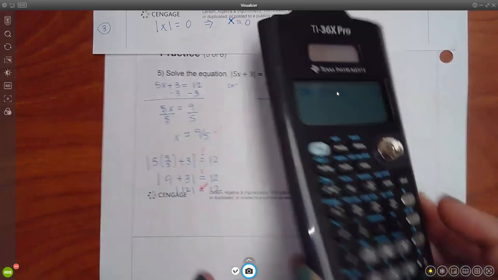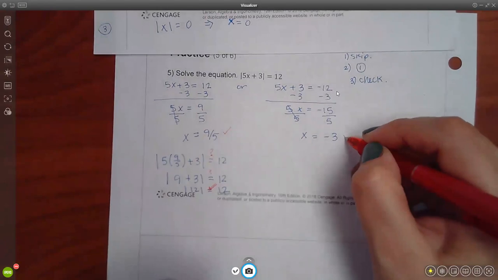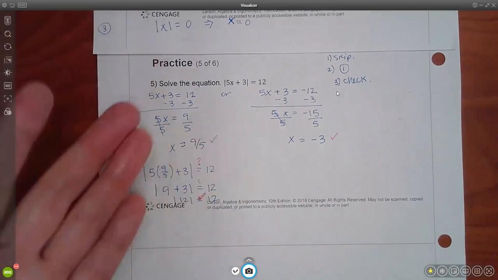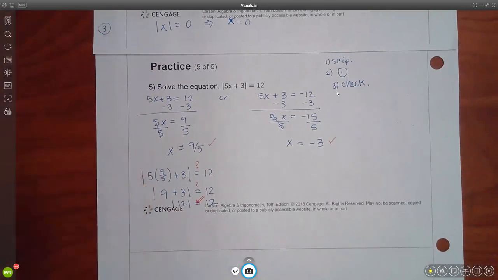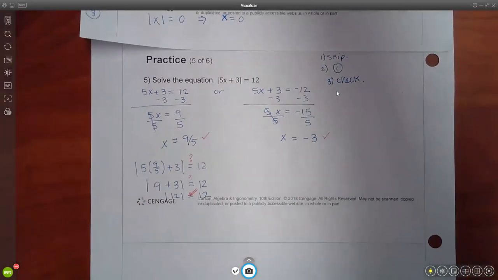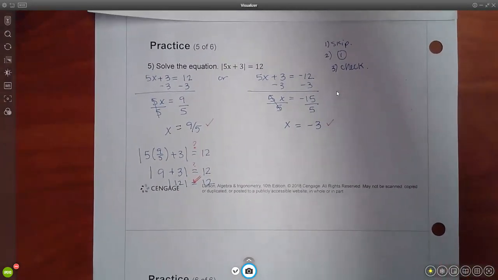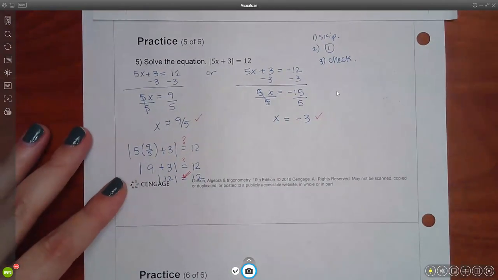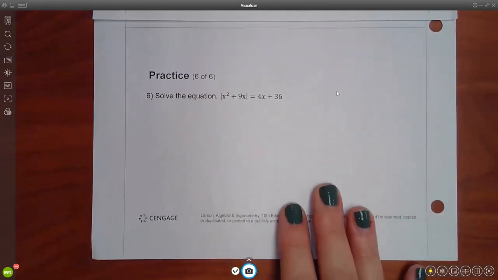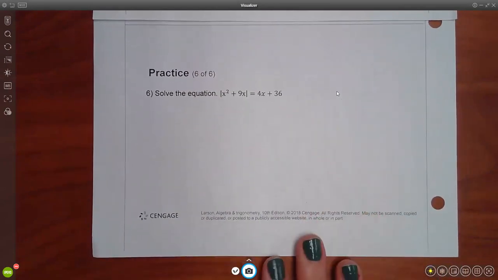And I also get positive 12. So this one checked out as well. So both of them do check out. Now, this is the easy version. This is fantastic. It's awesome. But what happens when you get expressions where you don't know if it's going to be positive or negative? And that's where we come into number 6.